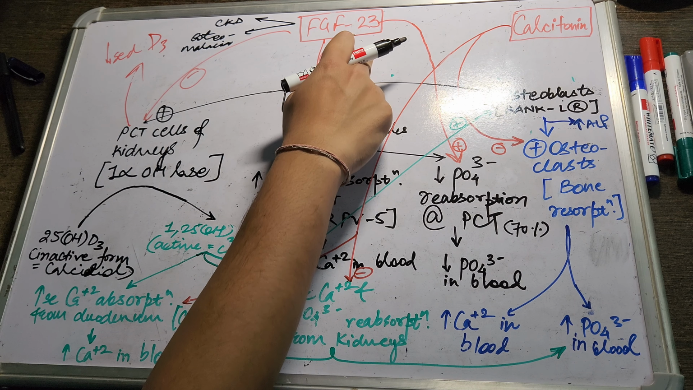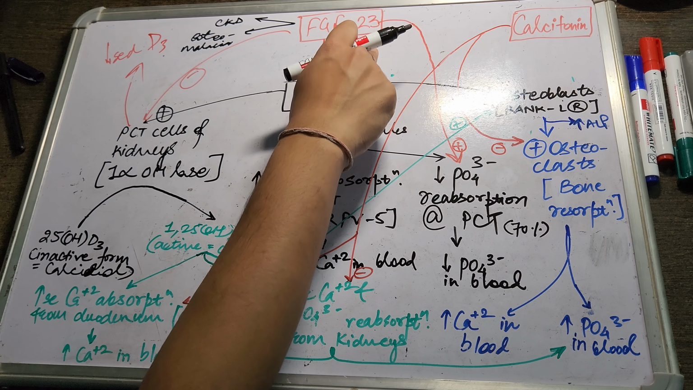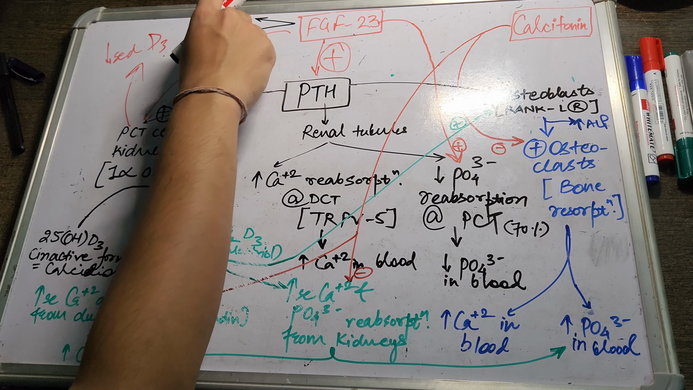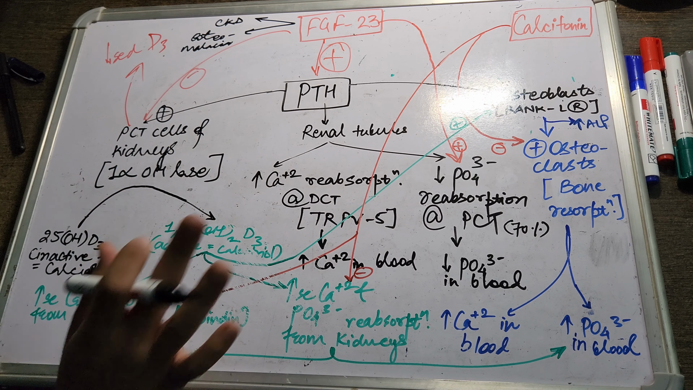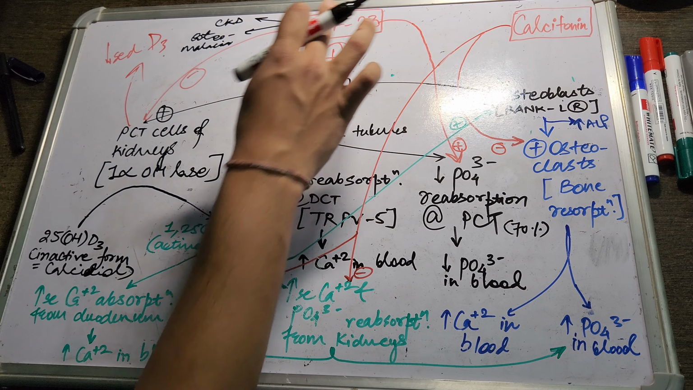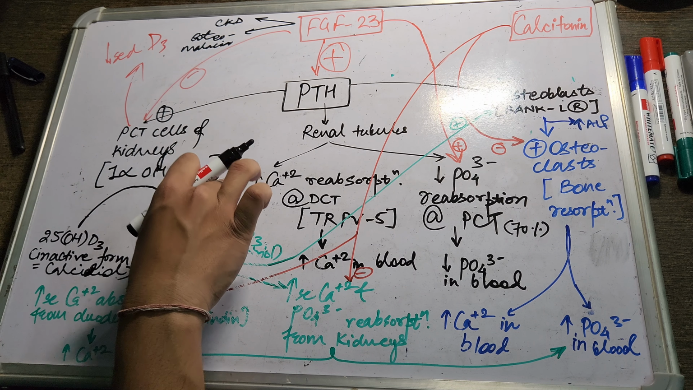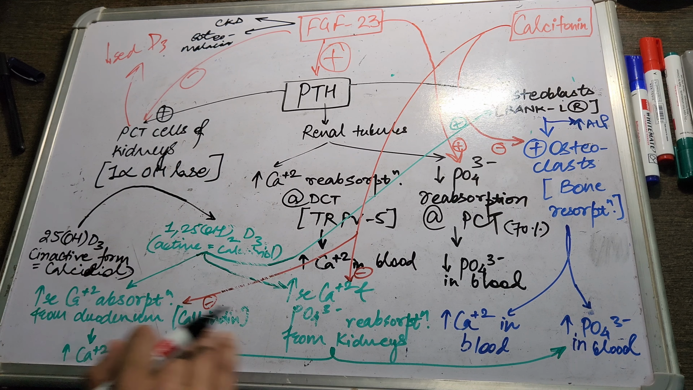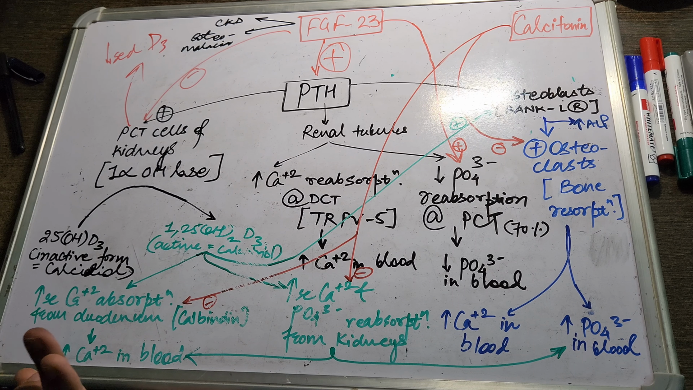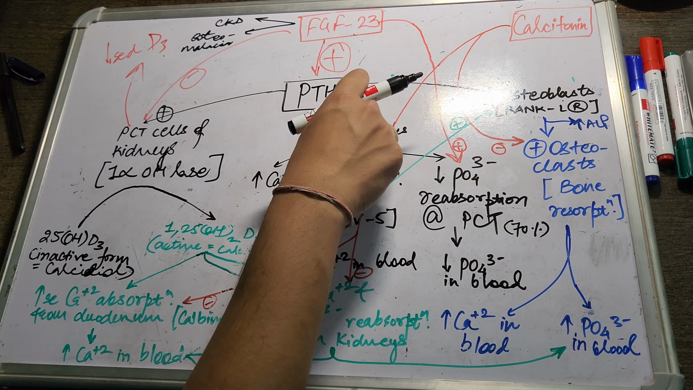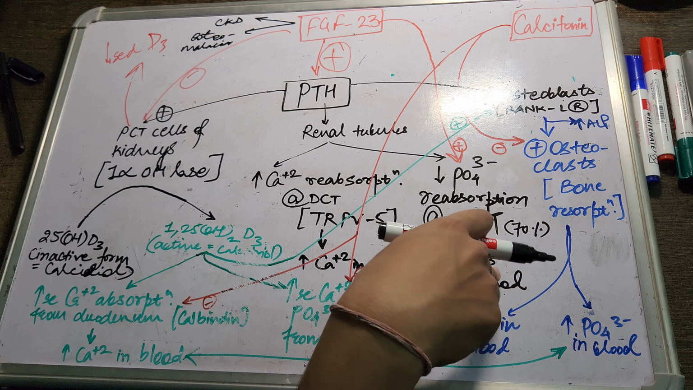Now coming to the FGF-23, fibroblast growth factor 23. First of all, it is seen to be increased in CKD and osteomalacia. And coming to its actions, it inhibits the 1-alpha hydroxylase. So this whole cascade of vitamin D working will not happen. Second, it activates parathyroid hormone. So these actions will happen.